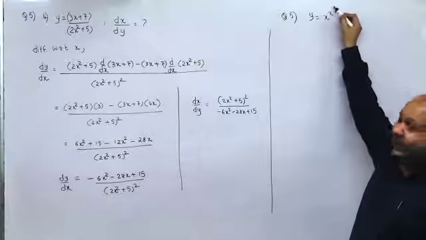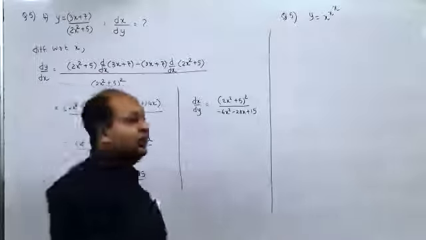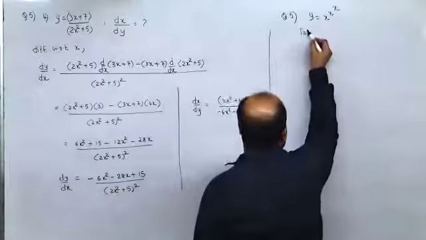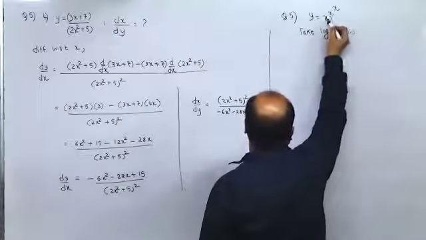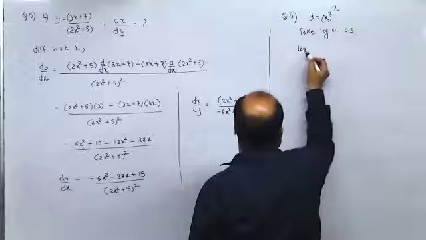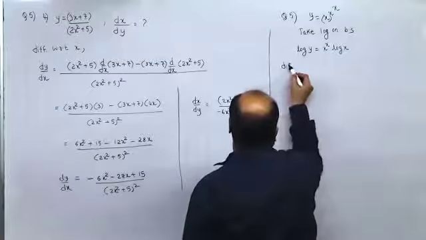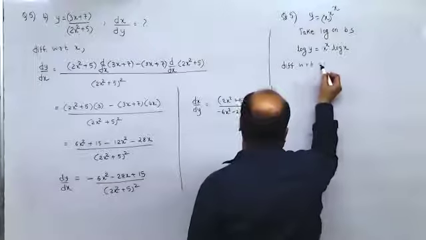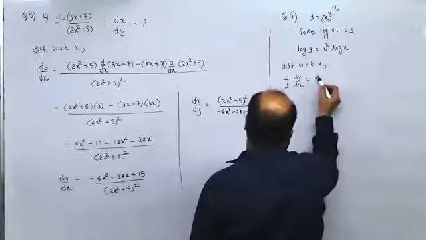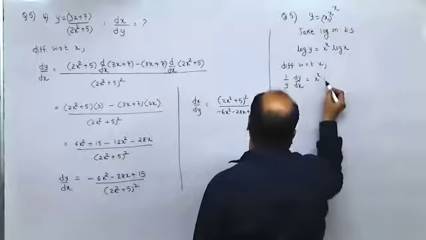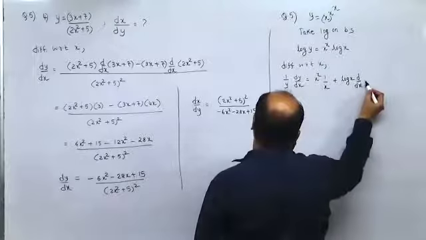Y is x raised to x raised to x. Now here if you observe it is x raised to x term. So we'll take log on both sides. So we get log y equal to x raised to x log x. Then differentiate with respect to x. We get 1 by y dy by dx equal to x raised to x into derivative of log x plus log x into derivative of x raised to x.